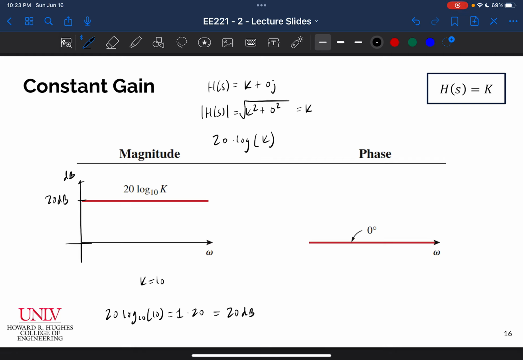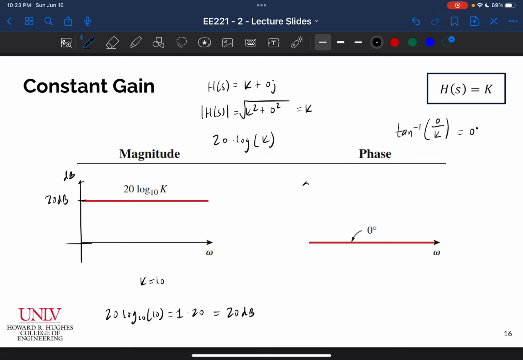Constant gain term is very easy. It's just 20 times the log of k, whatever k is. And the phase is even easier. It's just 0 degrees, which of course we can see is the tan inverse of the imaginary part over the real part. The imaginary part's 0. And so if I just go in my calculator and take the tan inverse of 0, I get 0. And so 0 degrees for all values of omega, right?